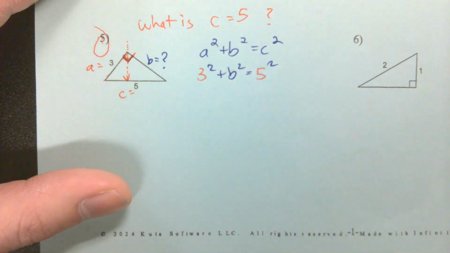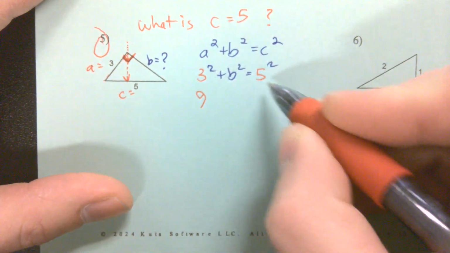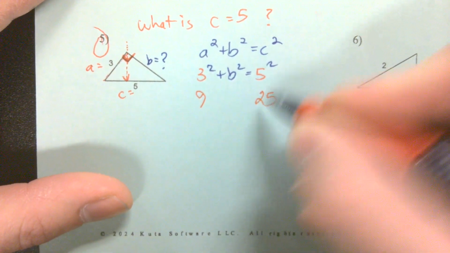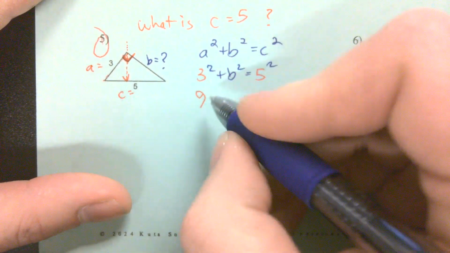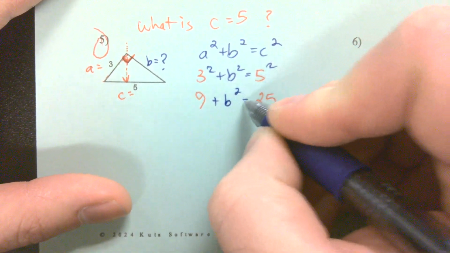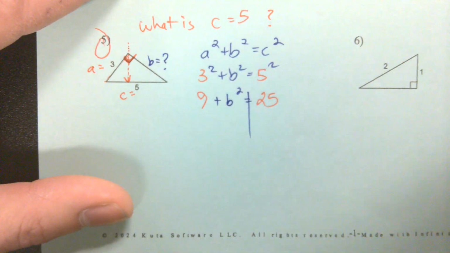What is 3 squared equal to? 9. What about 5 squared? 25. So we get 9 plus B squared equals 25. What do I do from here?